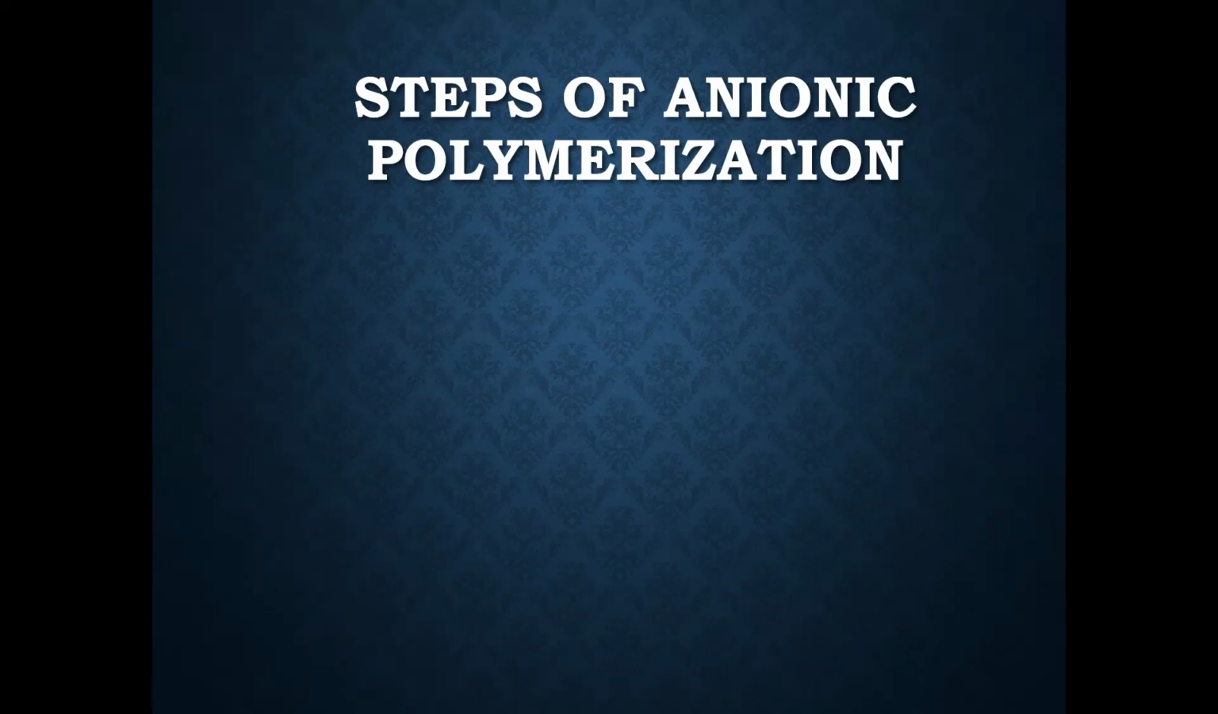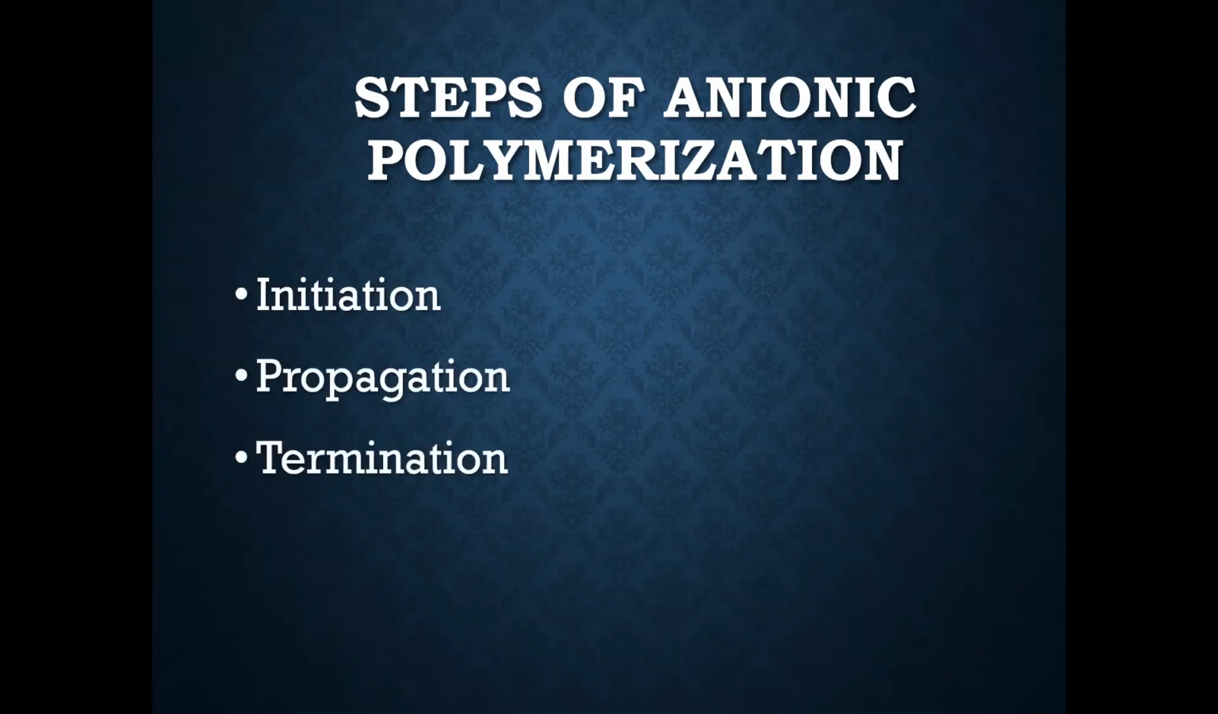What do you expect the steps of anionic polymerization to be? Can you remember? Yes, exactly. Perfect. You're excellent. As you remember, it is a type of addition polymerization, and addition polymerization has three main steps, which are initiation, propagation, and termination.